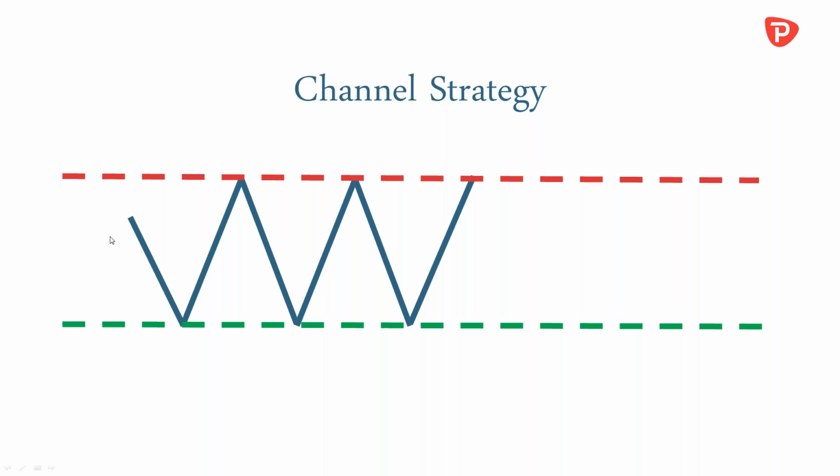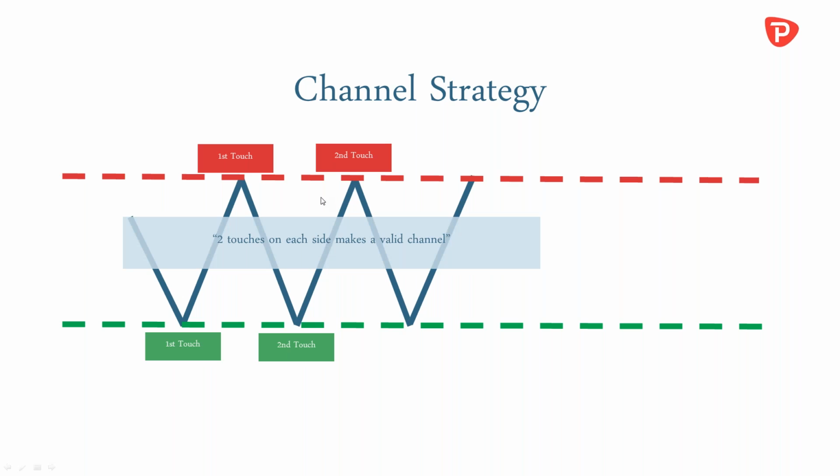So here we have a market which is basically range bound. We've got multiple touches to each point, and we can see here we've got a strong level of resistance and a strong level of support. So we've got the first touch, the second touch, and then it becomes valid.